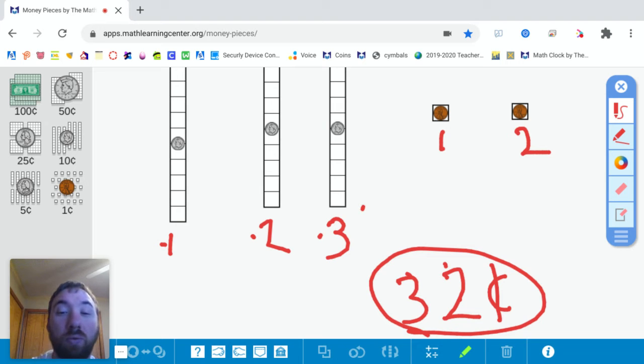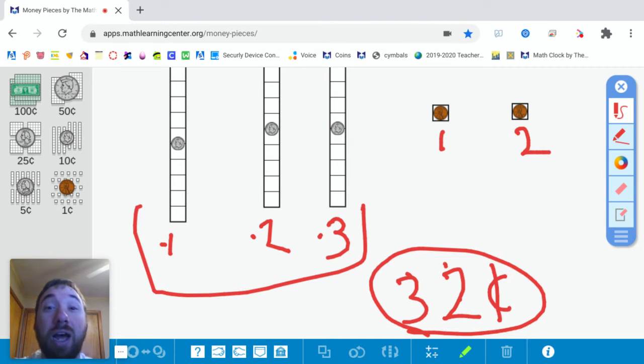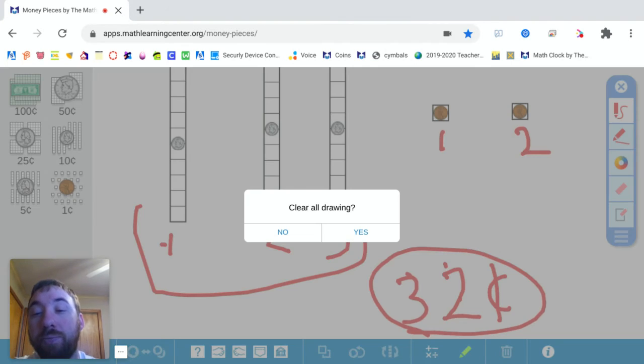If you do it that way, you want to start with your tens, your dimes first. I would rather you count like the other example, just because when we go to adding with different coins, you're really going to want to know how to do that. So it's a good practice now.